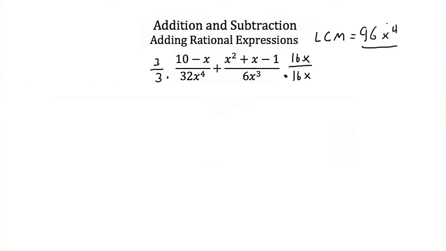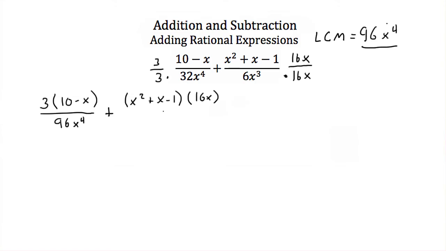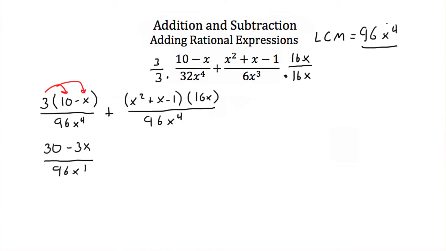My first rational expression will turn into 3 times 10 minus x all over 96x to the fourth. And then we're adding x squared plus x minus 1 times 16x all over 96x to the fourth. Now my first rational expression, I'm going to take this 3 and distribute it inside. So we're going to have 30 minus 3x over 96x to the fourth.